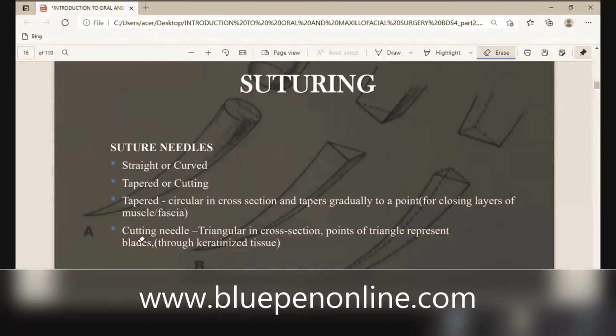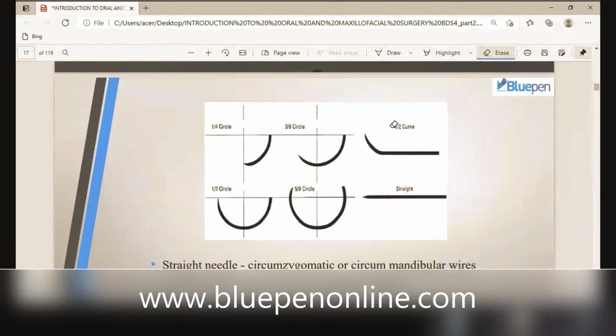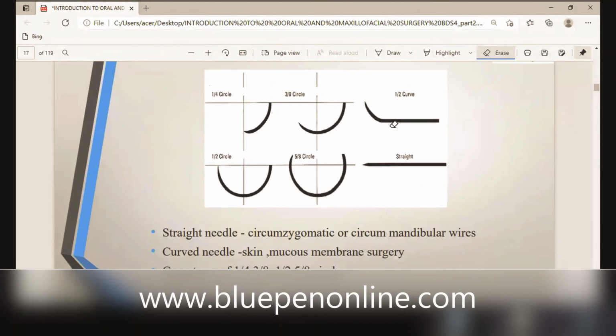Then we use the cutting needle. This is a cutting needle. It has a triangular cross section. The points of the triangle actually represent the blades: 1, 2, and 3. This is usually used through keratinized tissue. That is where we use this kind of needle. Get it, right?